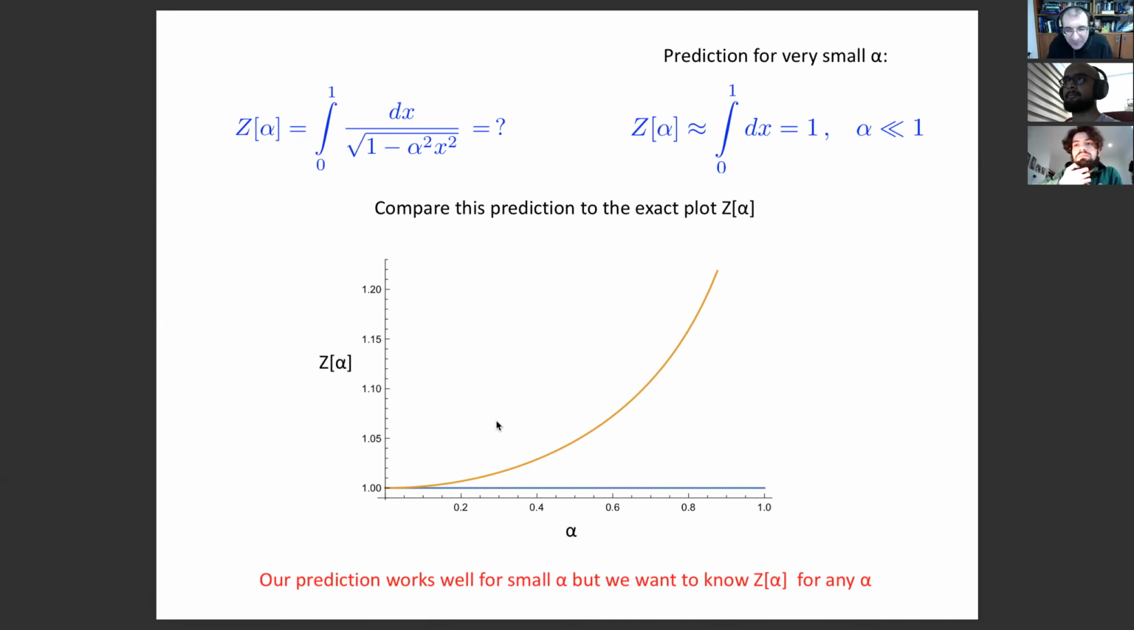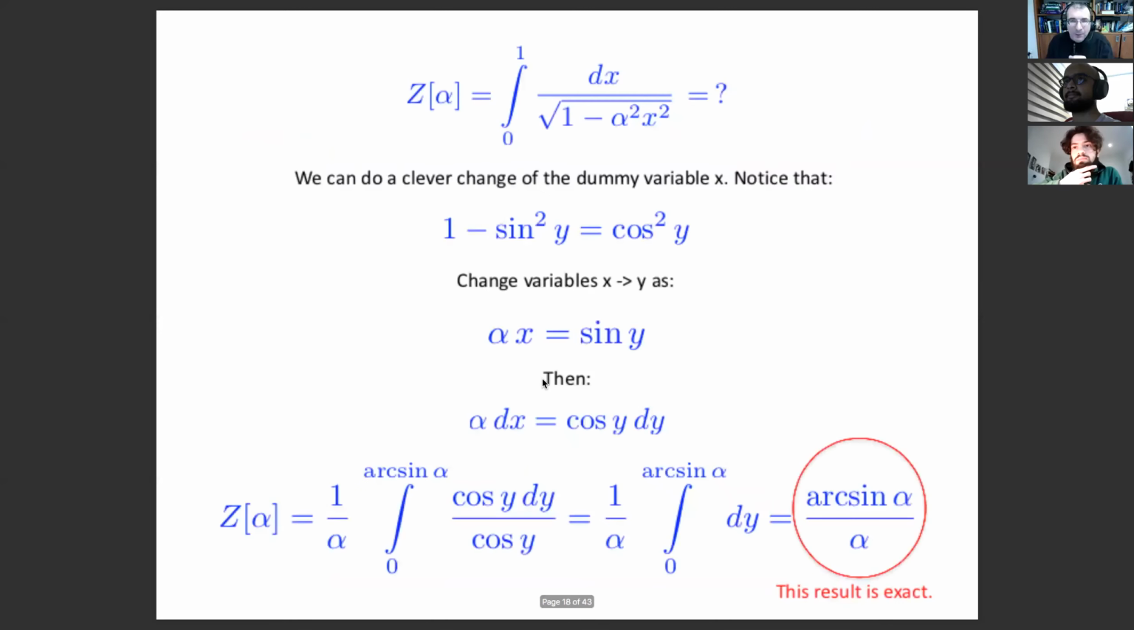So suppose we want to know Z for any alpha. Well, you can do a change of variables. You can notice that one minus alpha squared x squared resembles a trigonometric equality, so we can use trigonometric substitution. It's natural to make a change of variables from x to y, such that alpha x equals sine y. Then there is a square root, and the square root of cosine squared is cosine. That's very simple. Then alpha dx is cosine y dy, and your integral reduces to a trivial integral that you know how to take, the integral of one dy. And the answer is immediate. So the exact answer is arcsine alpha divided by alpha.